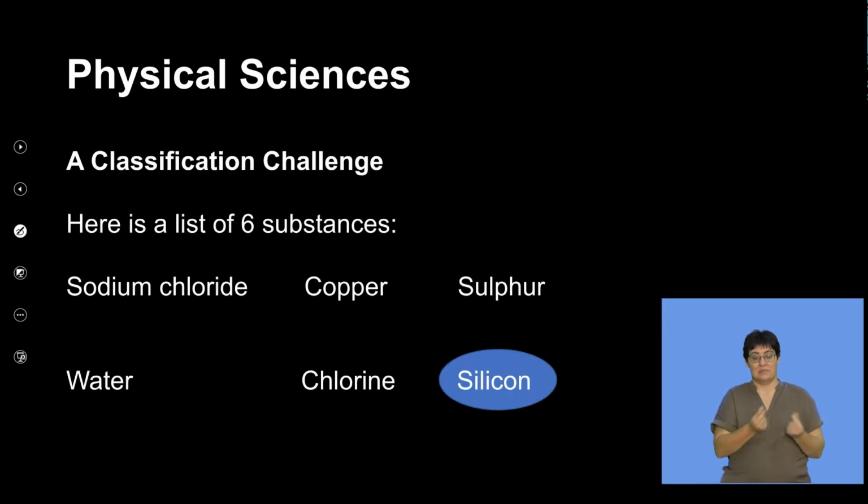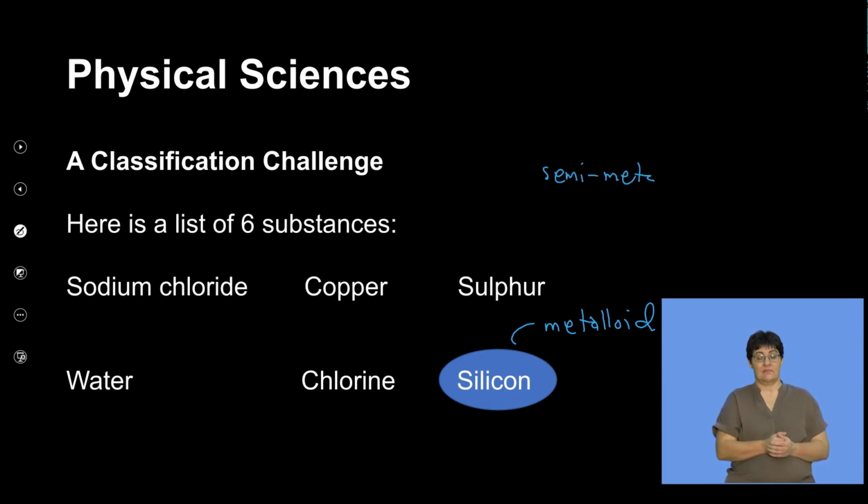Now, here is a list of these substances again. We've got silicon, and there's something special about silicon. We are saying silicon has both metallic and non-metallic properties. And then we said that silicon is a metalloid. So what is a metalloid? A metalloid is a semi-metal. So metalloids are semi-metals, right? These substances have a combination of metallic as well as non-metallic properties. Let's keep that in mind.